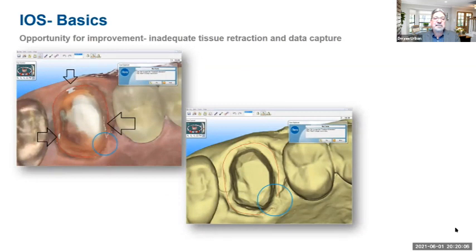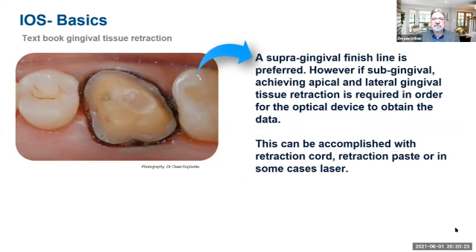And there's always that opportunity for improvement. You can see it on the screen, like looking at inadequate tissue retraction or data capture. We see this on the screen right away, and you can capitalize on that inaccuracy and retake it. We want to make sure we're utilizing the right retraction. A supragingival finish line is preferred. However, if subgingival, achieving apical and lateral gingival tissue retraction is required in order for the optical device or scanning device to obtain data. And this can be accomplished with retraction cord, retraction paste, or both.